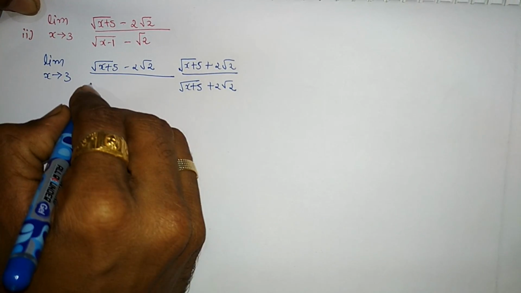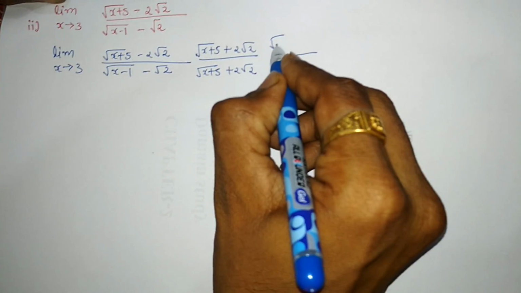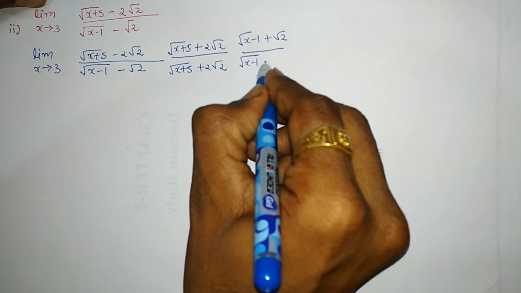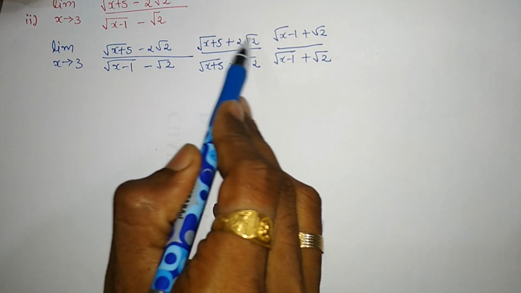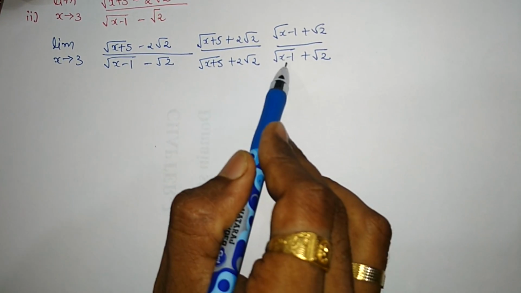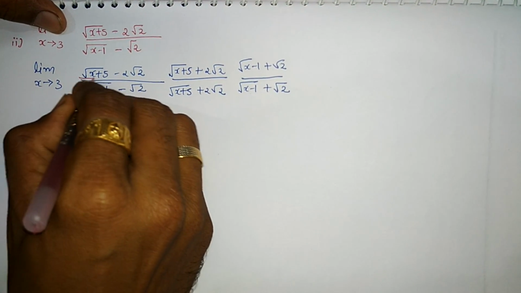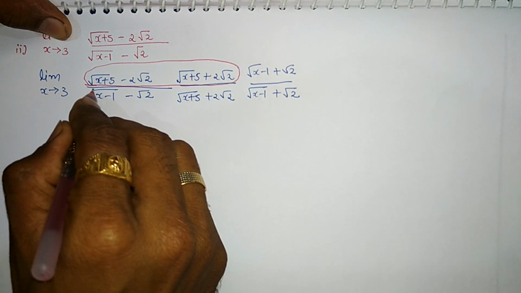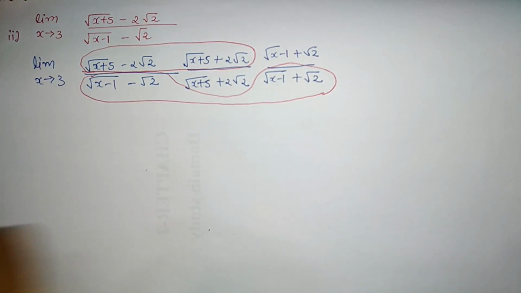Now this is root x minus 1 minus root 2. Rationalizing factor of this is root x minus 1 plus root 2 upon root x minus 1 plus root 2. Now this is a minus b, a plus b, and here a minus b and a plus b. So you can use pair of these as a minus b, a plus b, and pair of these as a minus b, a plus b.